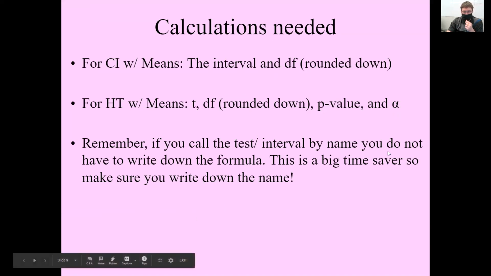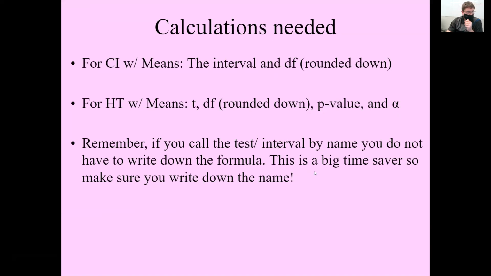If you call the test or interval by name, you don't have to write down the formula. So that's why I'm highly encouraging you guys: write down 2 sample T interval, 2 sample T hypothesis test. Put that on there. Otherwise, you've got to write them stinking formulas out that have X1, X2, plus or minus. And nobody wants to do that.